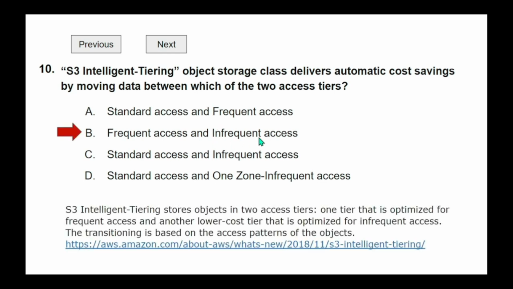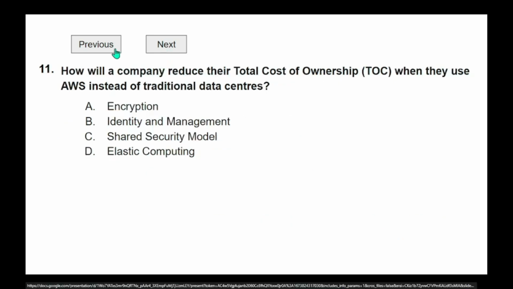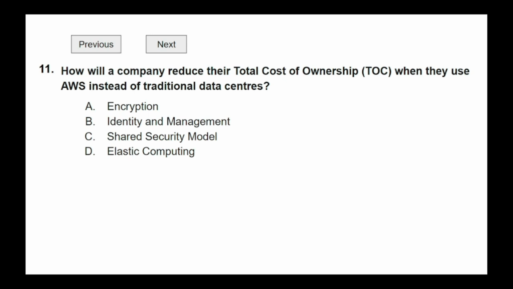One tier that is optimized for frequent access and another lower cost tier that is optimized for infrequent access. Question 11. How will a company reduce their total cost of ownership, TCO, when they use AWS instead of traditional data centers? Option A, encryption. Option B, identity and management. Option C, shared security model. Option D, elastic computing. So definitely if it's TCO, then it's elastic computing.